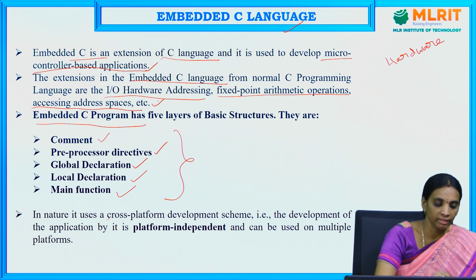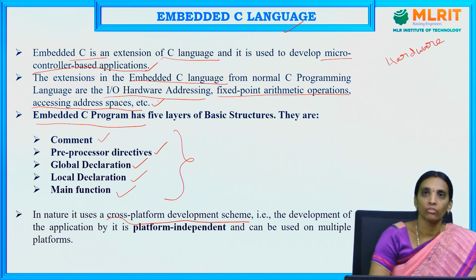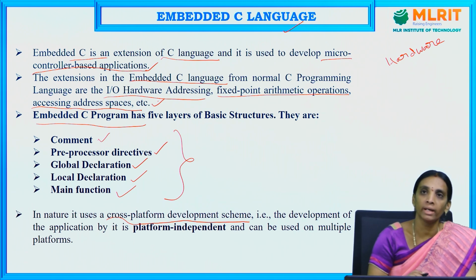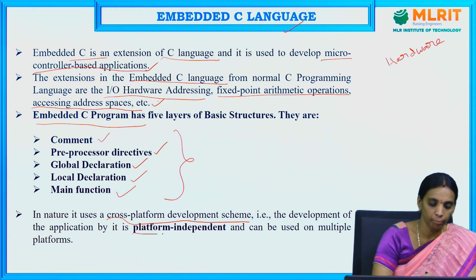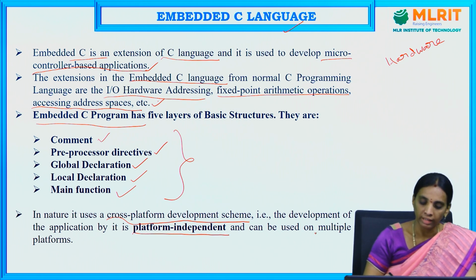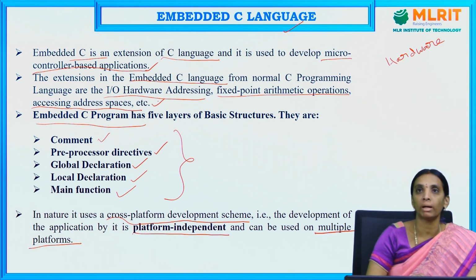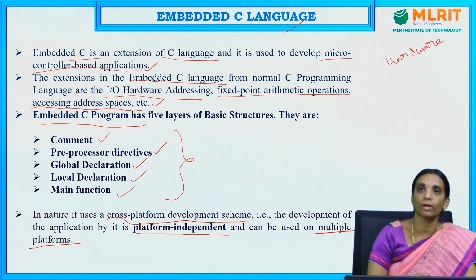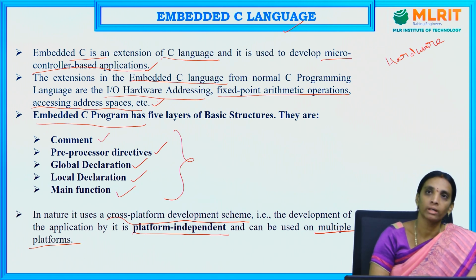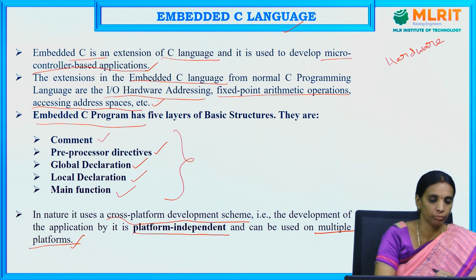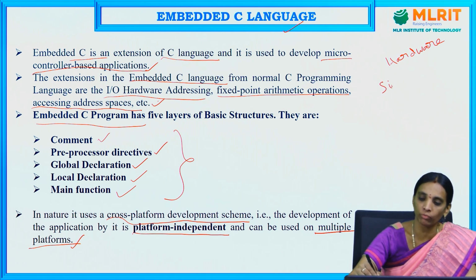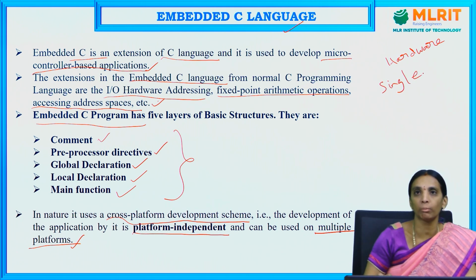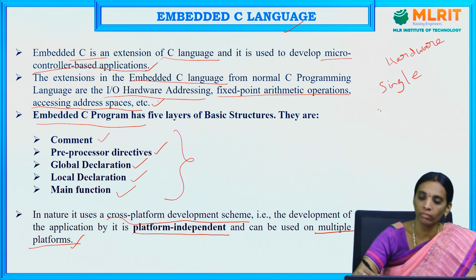It is a cross-platform development scheme. That means whatever program or application is developed for a particular platform can be used for another platform also. It is a platform independent programming language, so it can be used for multiple platforms. Whatever program is written on a particular platform can be used on multiple platforms. The C language is suitable for only single platform applications. The embedded C language is suitable for multiple platform applications.